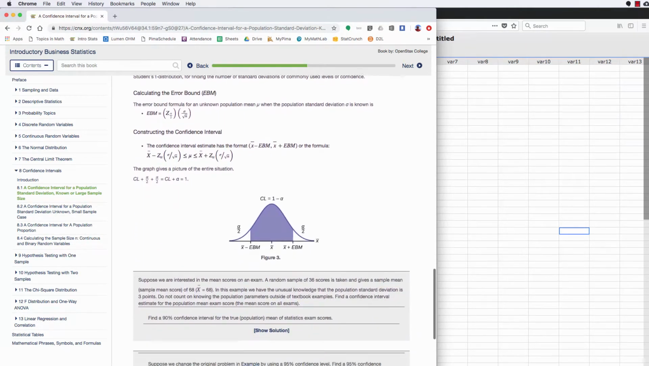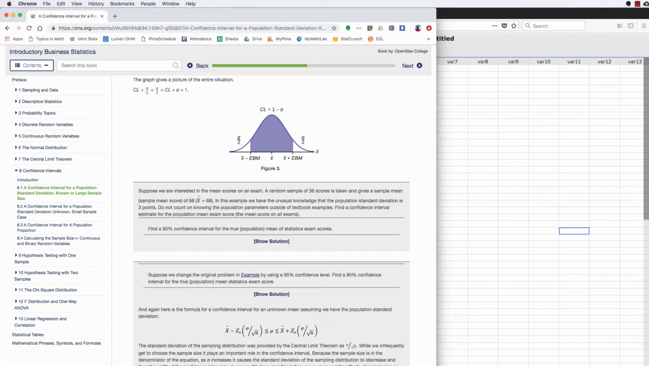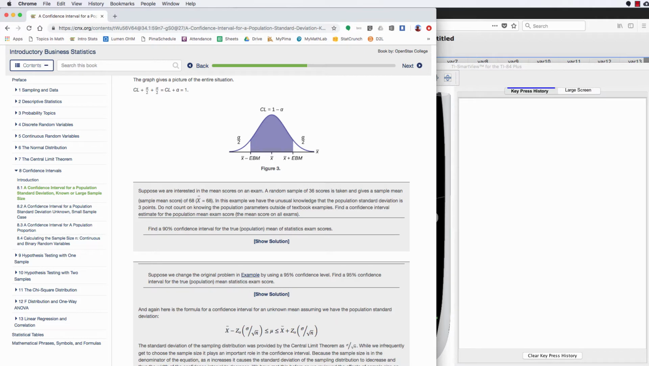So what I want to do here is to demonstrate this on the calculator and on StatCrunch. So on the calculator, we're going to understand that we have a sample size of 36 scores, so n will be 36. We find the sample mean to be 68. And the population standard deviation is 3 points. We're going to do a 90% confidence interval for this.